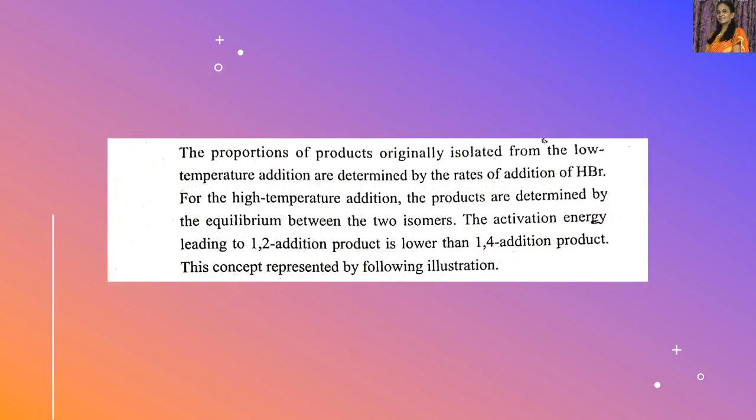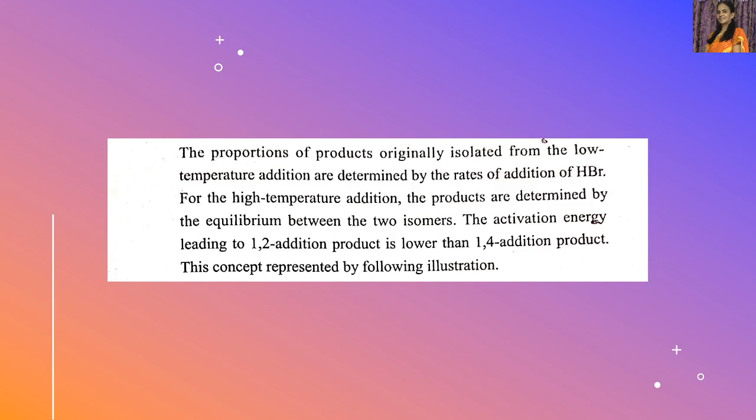Now, the products originally isolated from the low temperature addition are determined by the rate of addition of HBr. For high temperature addition, the products are determined by the equilibrium between the two isomers, that is, how they are isolated, and which is the major product and which is the minor product. That can be given by this.